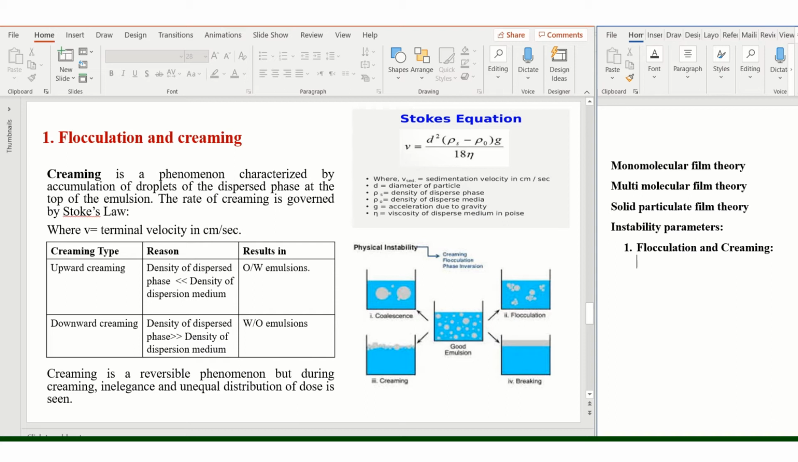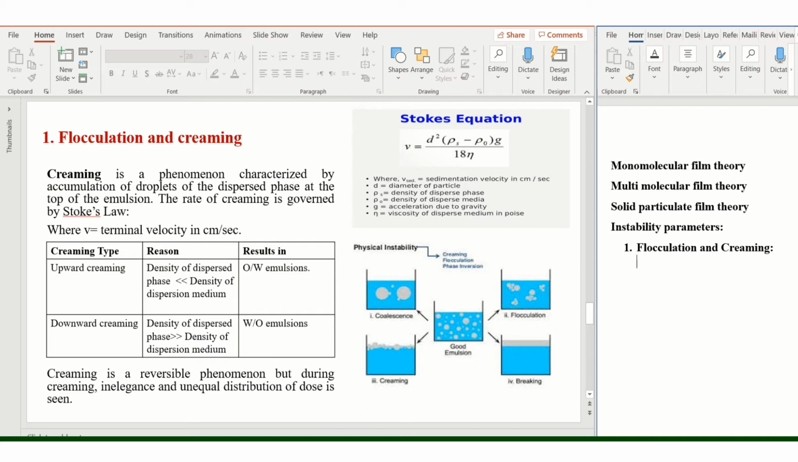But here, V represents the rate of creaming, D represents the diameter of the globule or the droplet. Rho S, rho naught determine the density of dispersed phase and dispersion medium. G represents acceleration due to gravity and eta represents the viscosity of the dispersion medium.